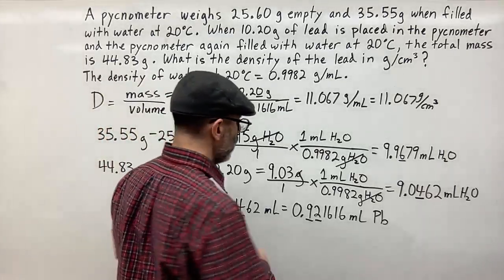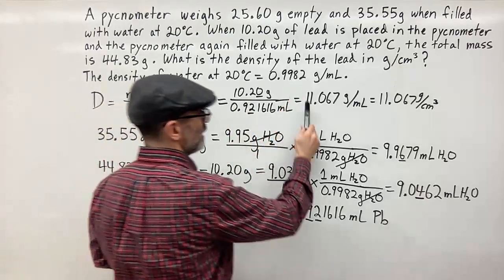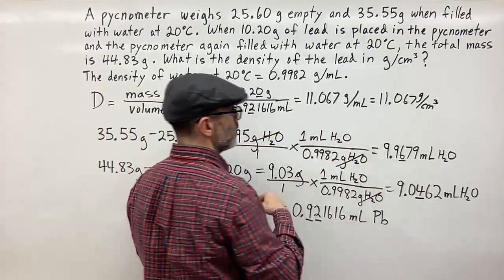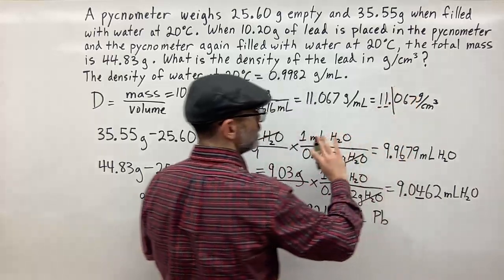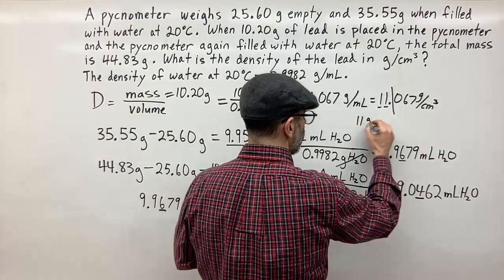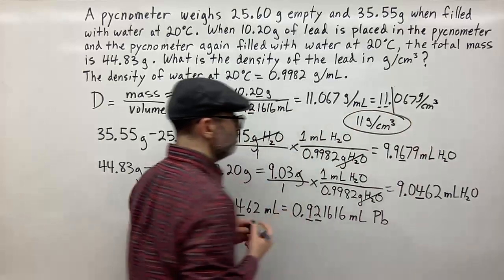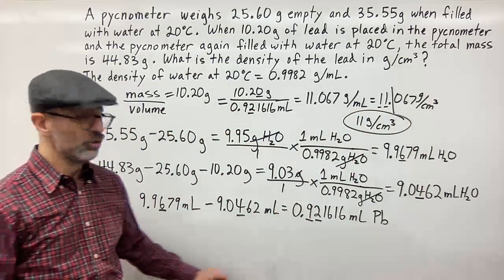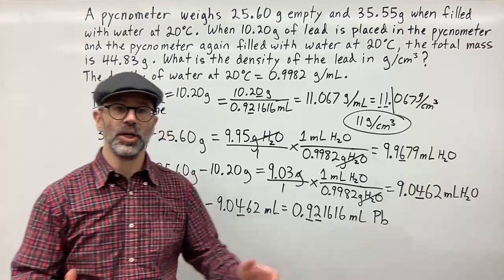Sorry about that. So since my smallest number of sig figs is 2, then I'm only allowed to keep 2 here. So 1, 2, drop the rest. So my final answer is 11 grams per centimeter cubed. And that's how you find the density of lead in your pycnometer.